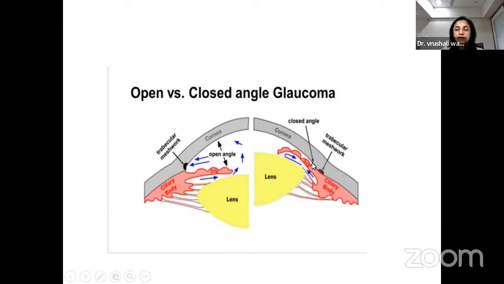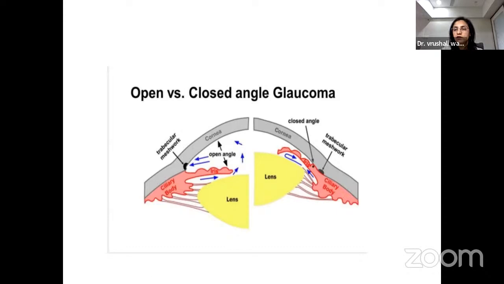One, these angles are narrow, these structures are crowded, so there is a resistance in the normal flow of the drainage system. Second, there is a pupillary block, or there is a close approximation of the iris and lens. So there is a resistance to flow of the aqueous humor from the ciliary body. It comes in front of the iris, so there is a resistance here also. This is how the pathology of open angle glaucoma and angle closure glaucoma is different.